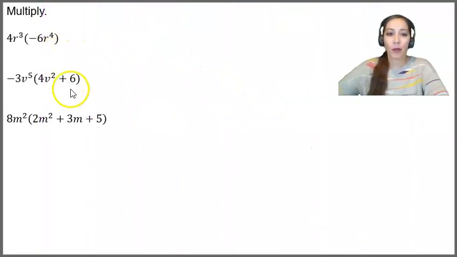Multiply. I have three different problems right here. On this first one, I have a monomial times a monomial. Then the second one, I have a monomial times a binomial. And on this last one, I have a monomial times a trinomial. How do I multiply a monomial times a monomial, binomial, and a trinomial?